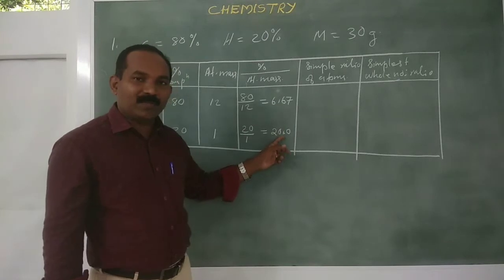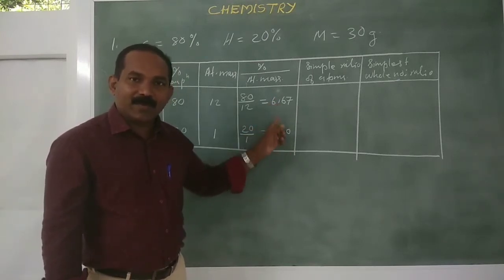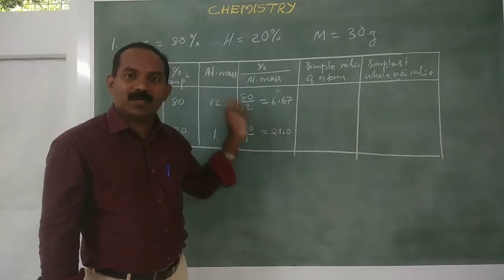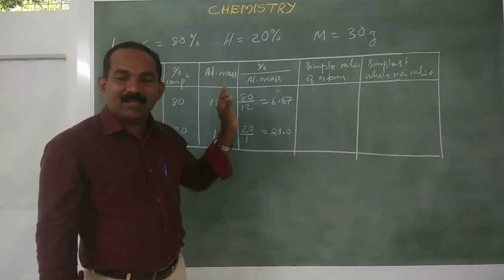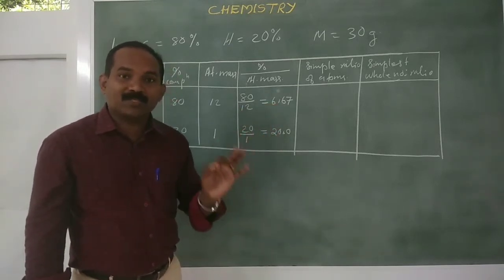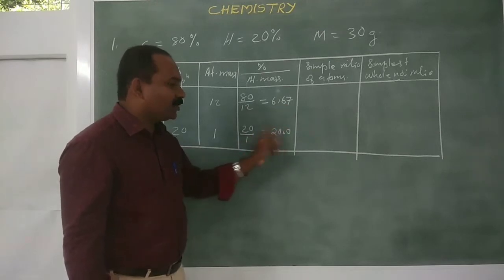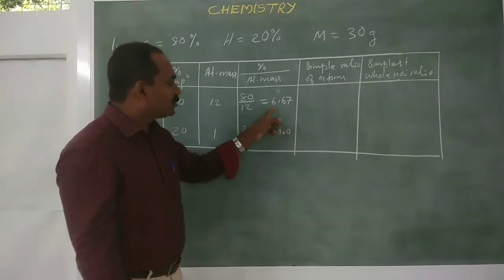ഇതിനകത്തുള്ള small number വെച്ച് എല്ലാത്തിനെ divide ചെയ്യും. അതാണ് meaning. We divide the numbers with the smallest one. Once again, we divide the numbers with the smallest one. Out of these two, 6.67 and 20, which is the smallest one?